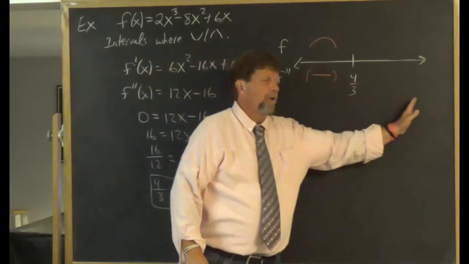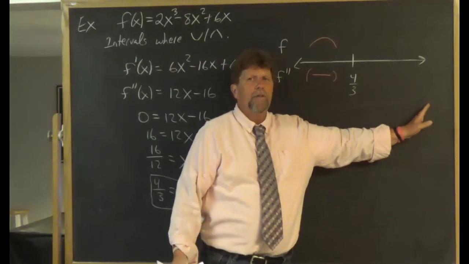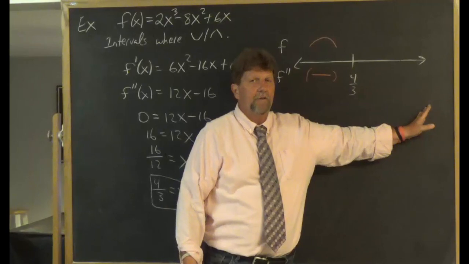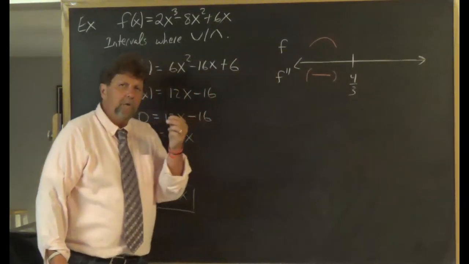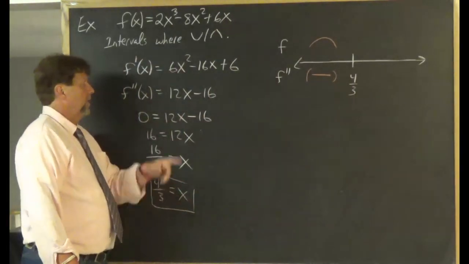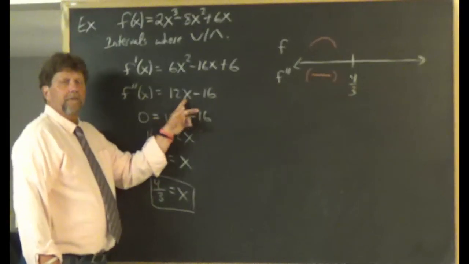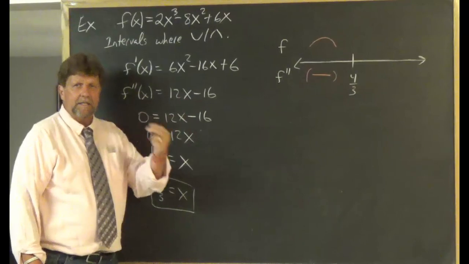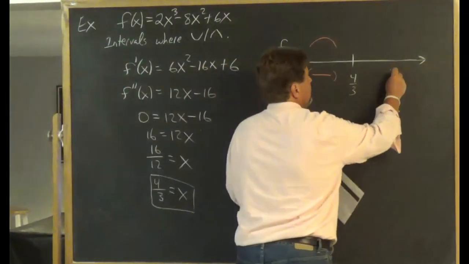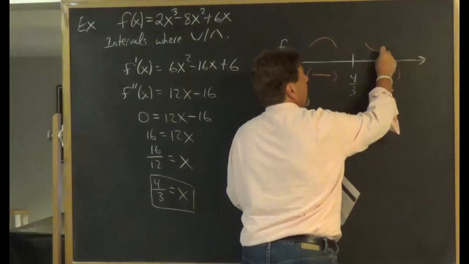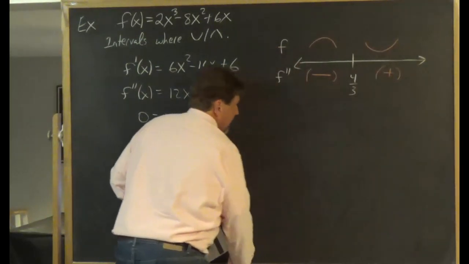Likewise, in the interval 4/3 to infinity, pick a number that you know is definitely in that interval. 2. I know 2 is in that interval. Evaluate the second derivative at 2. When we evaluate the second derivative at 2, a positive number comes out. So positive. That tells me the graph of the function is concave up.